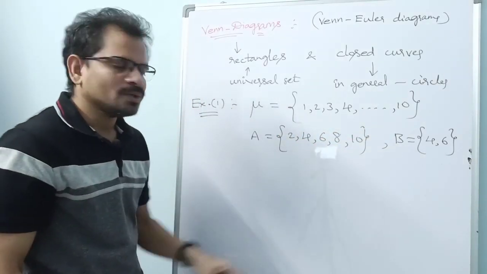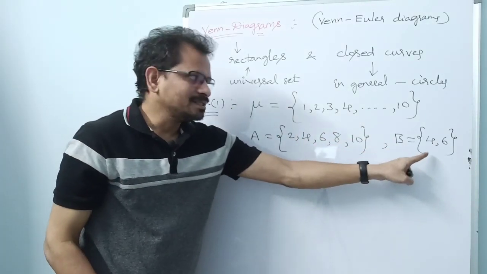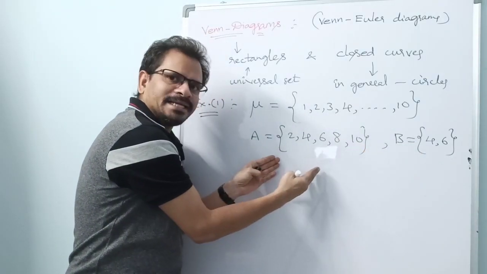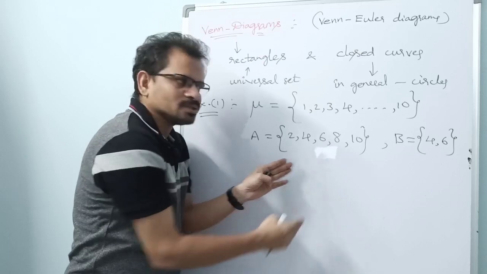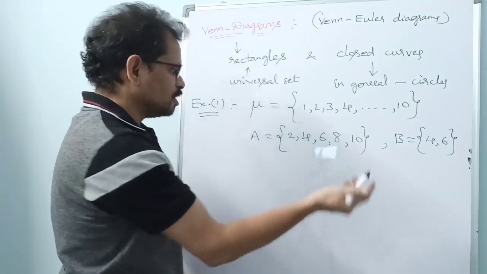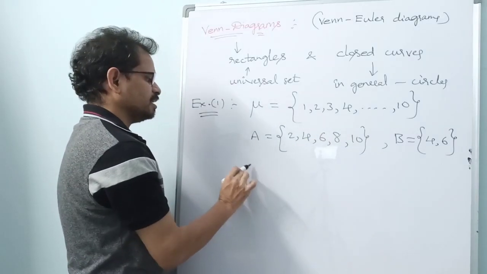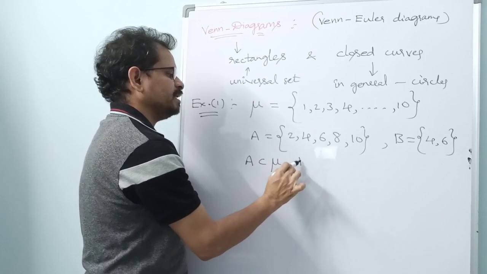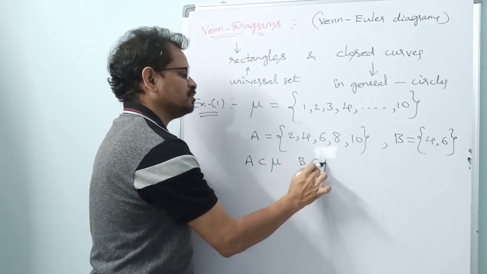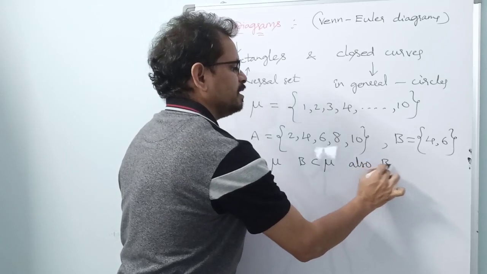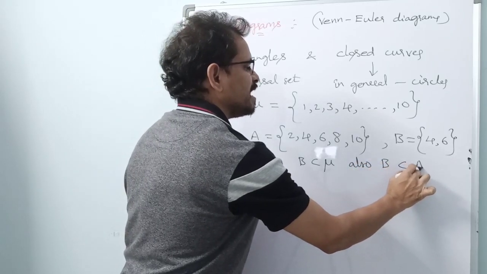Observe carefully now. What about B? All the elements of B are there in set A. So it is very clear that B is also a subset of A. So now what can be revealed from this information? A is a subset of mu, B is a subset of mu, also B is a subset of A.